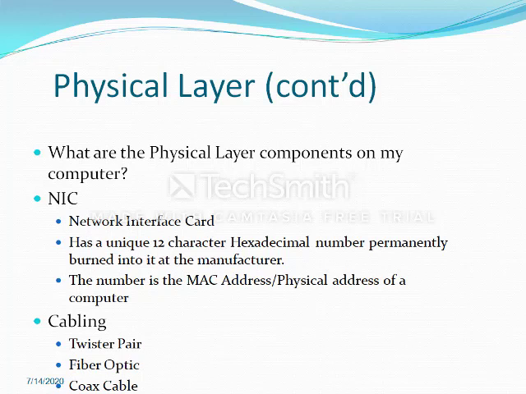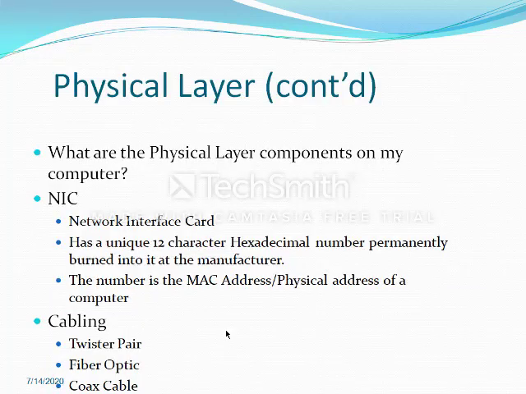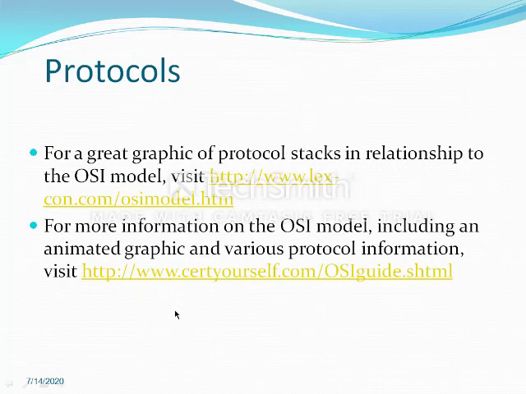What are the physical layer components on the computer? Network interface card, a unique 12-character hexadecimal number permanently bound in by the manufacturer. Cabling: twisted pair, fiber optic, coaxial cable. These are available for reference to the protocol. All of these are available on these websites.